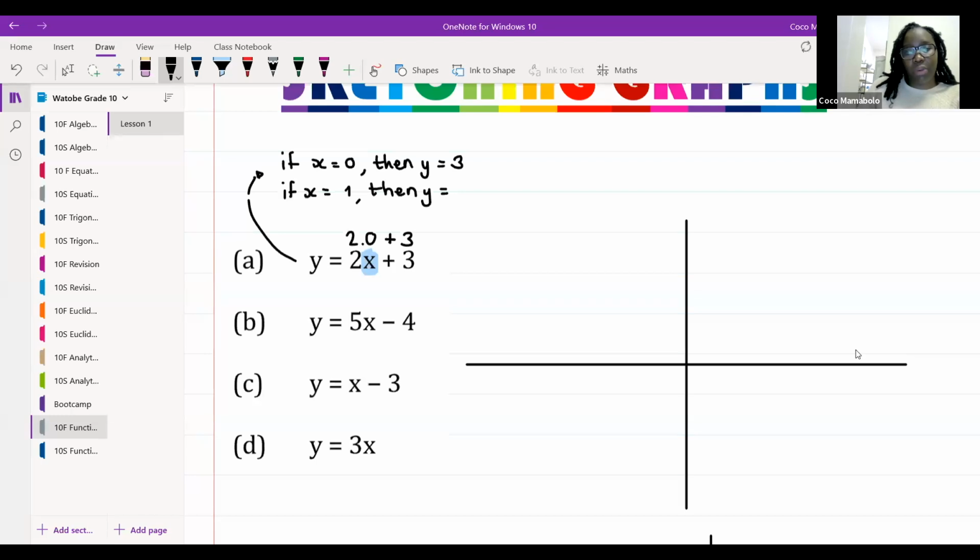That's it. Do you see where we got that? Because we replaced x with 0. Now I want you to do the same thing, but instead of replacing x with 0, I want you to replace x with 1. What am I going to get? 2 times 1 plus 3 will give us 5.